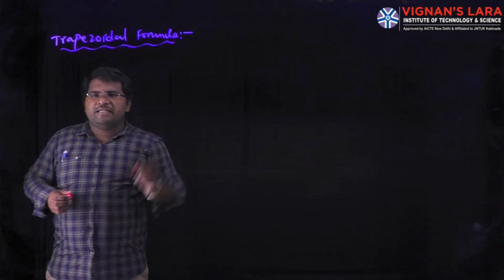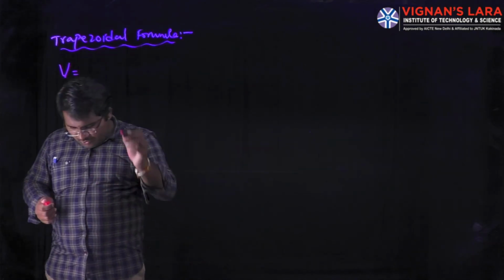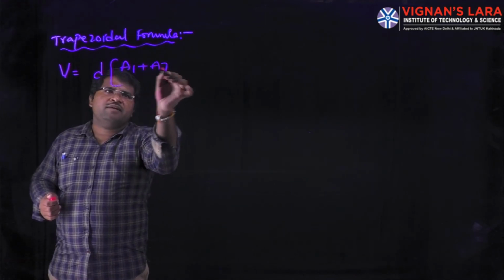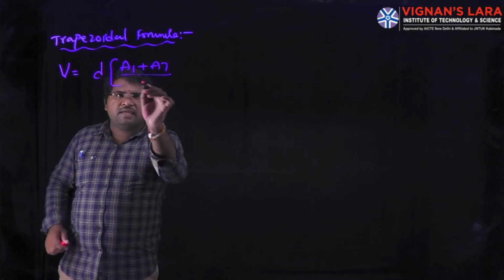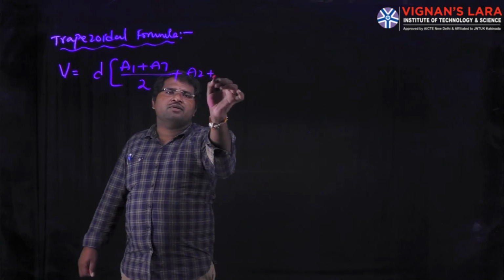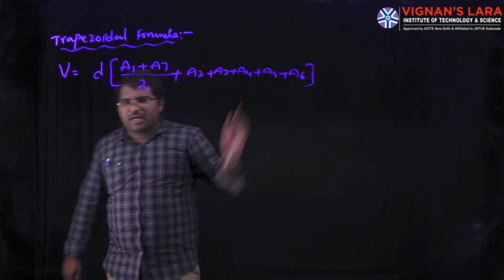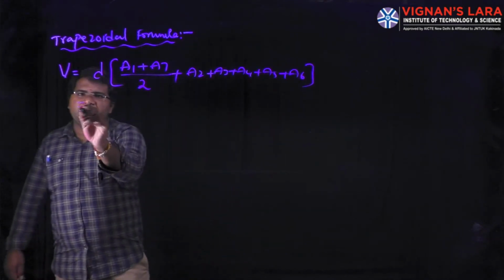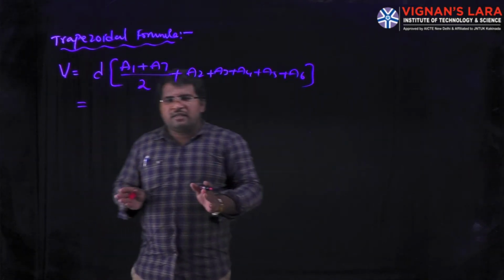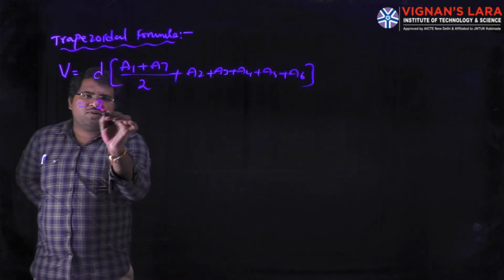So we are going to calculate the volume by the trapezoidal formula. First of all, what is the trapezoidal formula? V equals D into (A1 plus A7) divided by 2, plus A2 plus A3 plus A4 plus A5 plus A6. We need to add all the areas. The embankment sections are taken at an interval of 20 meters, that is why D equals 20.